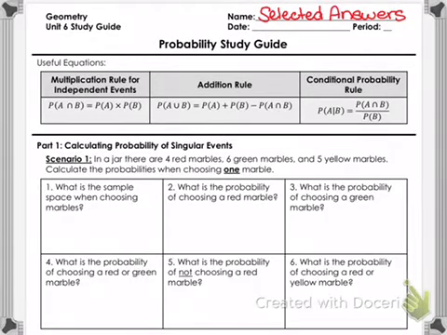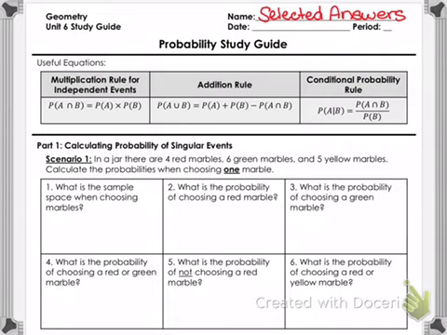Alright, I'm going to walk you guys through some selected problems from your probability study guide. We're not going to do all of the problems, but we'll do some from each part so that you guys can start getting the hang of it. We're going to start here with part 1, which is just calculating probabilities from singular events. We're only going to take a look now at scenario number 1.